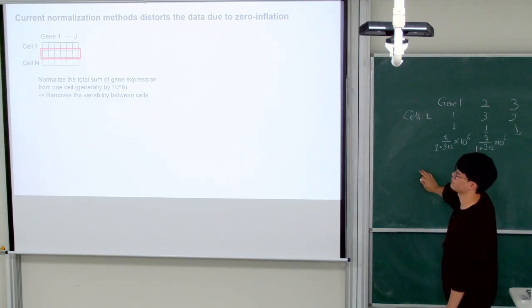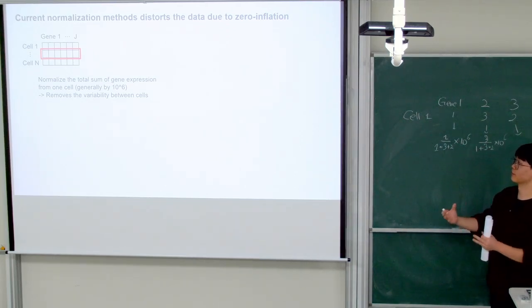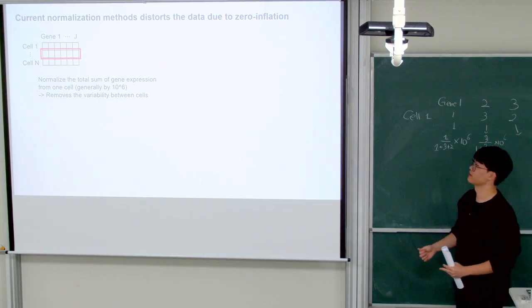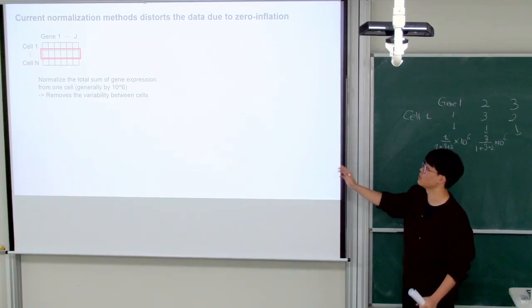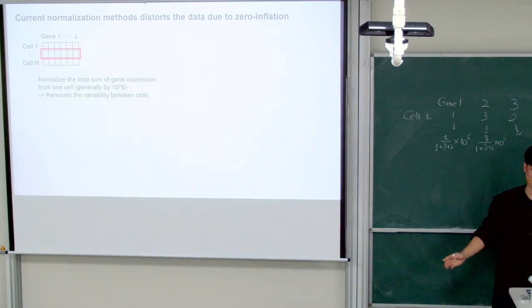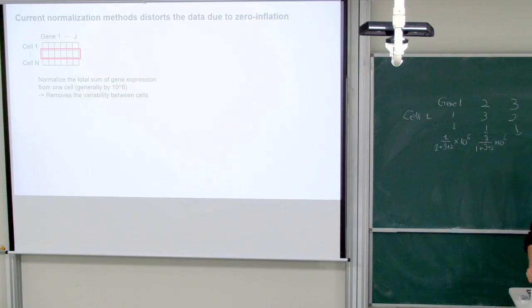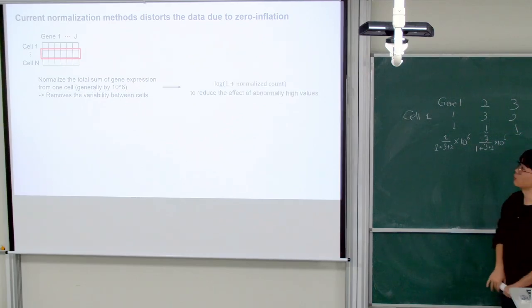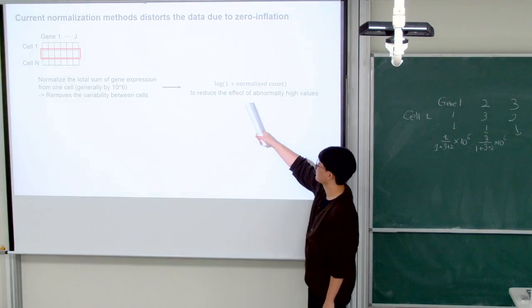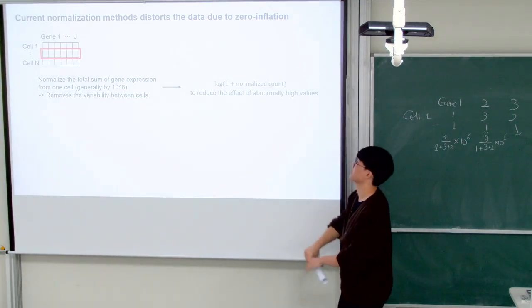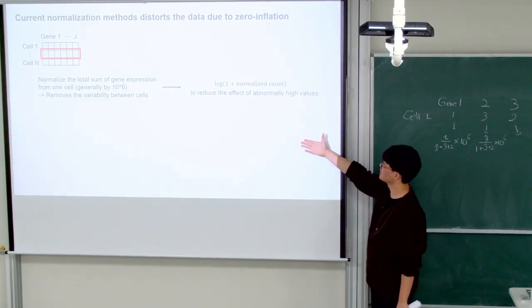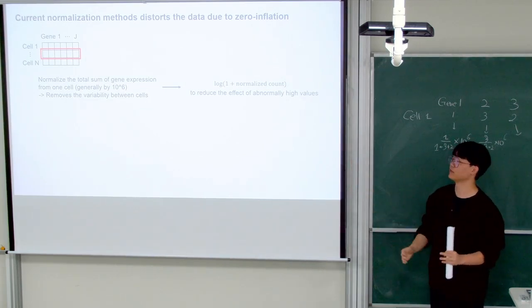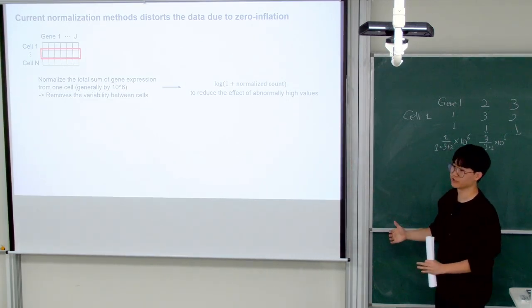The reason why we are doing this is that for each cell, there is some variability in how many genes are expressed. By normalizing this, we remove that kind of variability. And after normalizing, we take the log after adding 1. The reason why we are taking the log is to reduce the effect of abnormally high values.